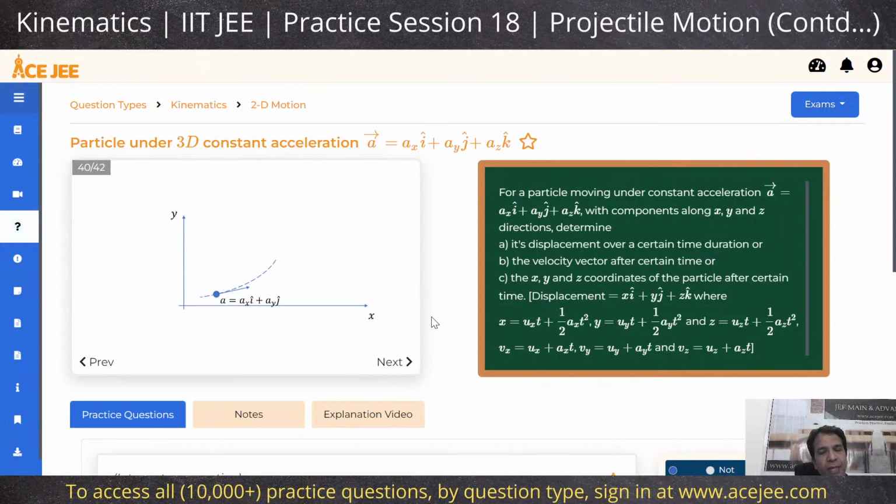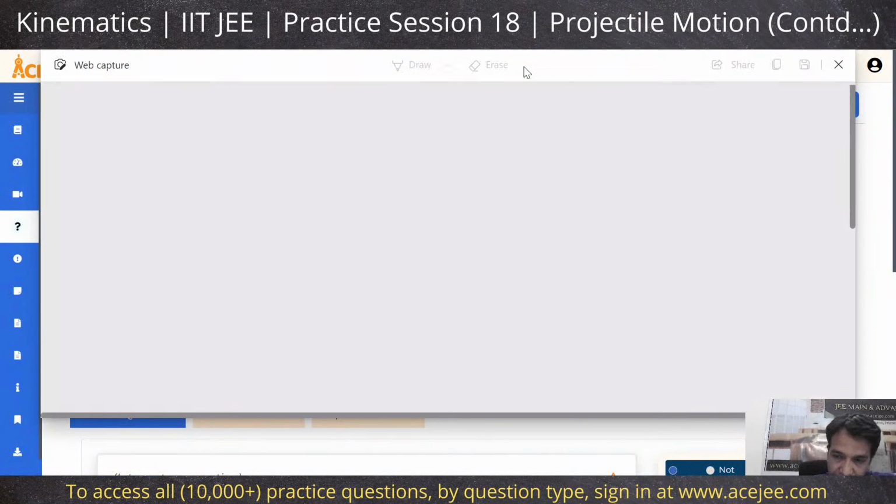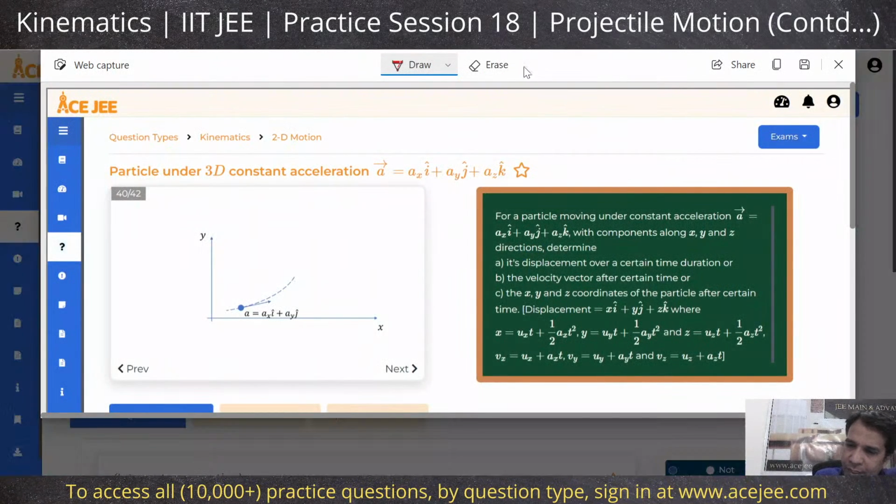And you might be asked to determine the velocity after a certain time t, or you might be asked to determine the displacement of the particle after some time. So how do we approach that? Well, for the three directions, x, y, z, our constant accelerations are ax, ay, az.